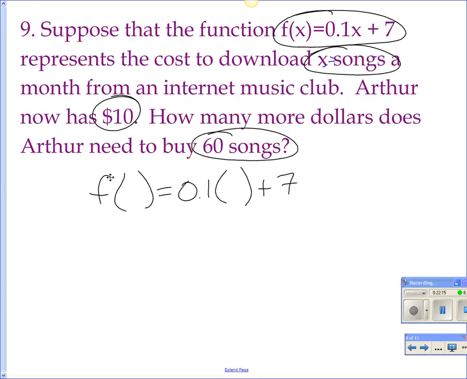Good. Okay. All right. Ethan H., what did we say was going in the empty set? All right, Ethan H., what does it say X stands for? Songs. Which one of these is songs? That's the only one we can plug in, is 60. Daniel, what does that give us when we plug in 60? 13.